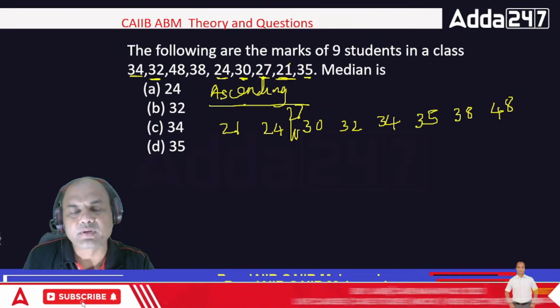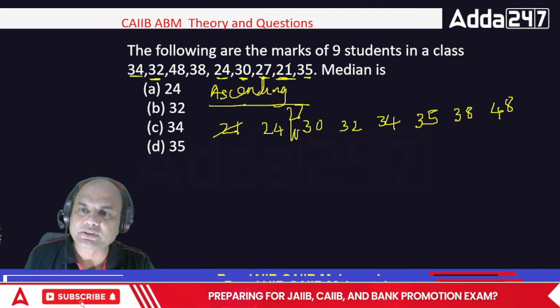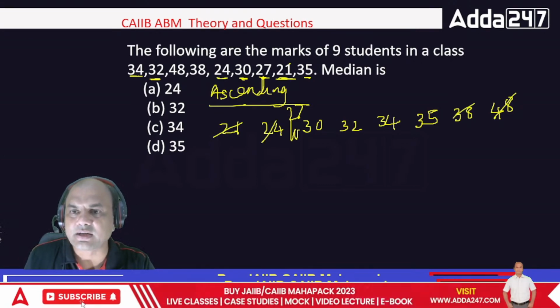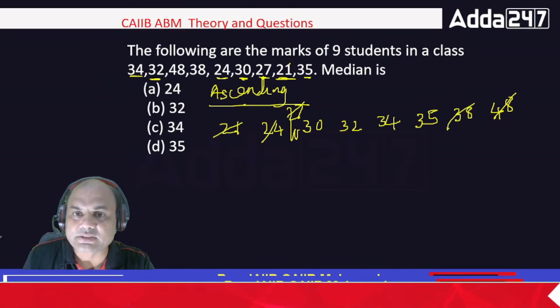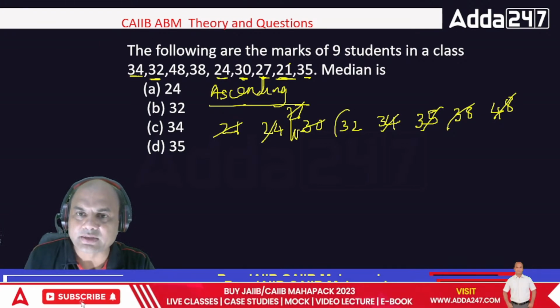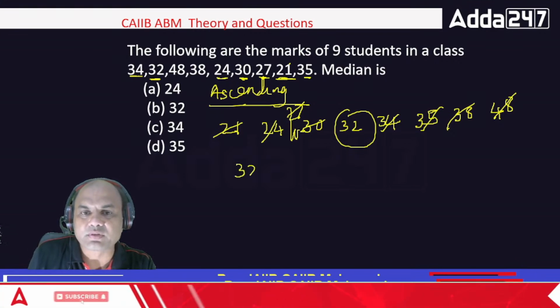See here, we have arranged them in the ascending order, increasing order. Now cancel first, cancel last. Cancel second last. Cancel third, and this is 35. Then cancel fourth last, and my answer is 32. So my median becomes 32 over here.